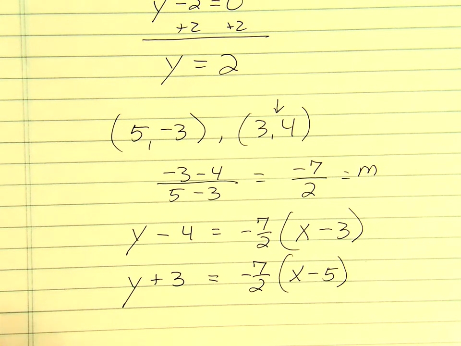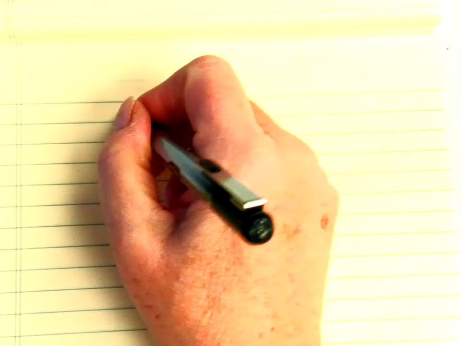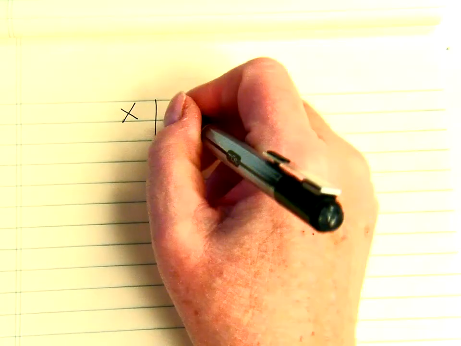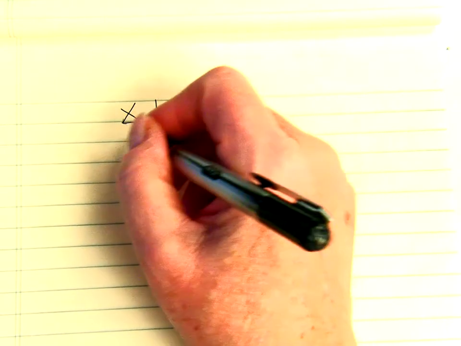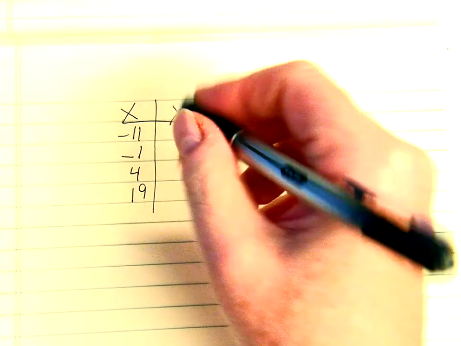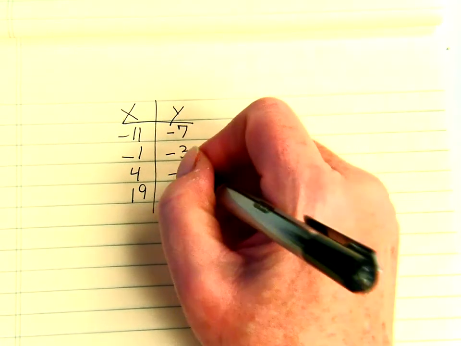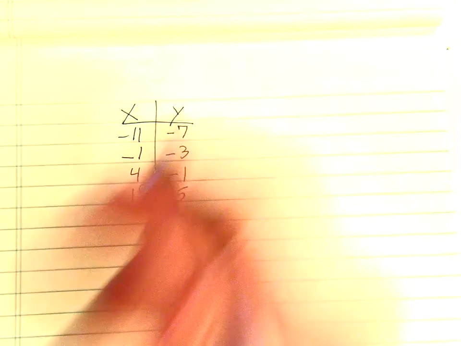Now, the only other thing that we want to look at is writing these equations if we're using a table. So we're going to look at a table real quickly, and then that'll be the end of this video. We've got x and y, and we've got -11, -1, 4, and 19, and our y is -7, -3, -1, and 5.